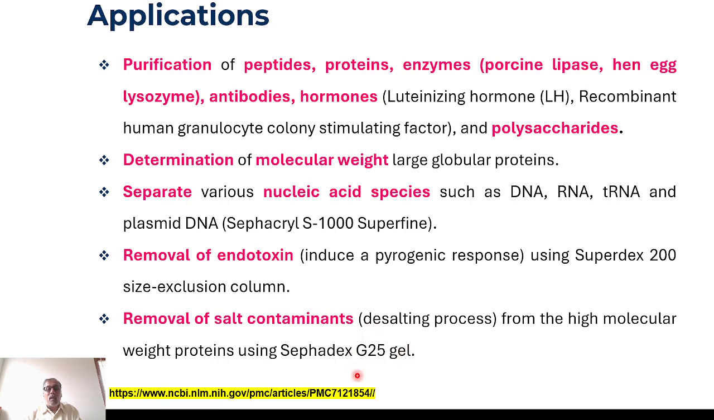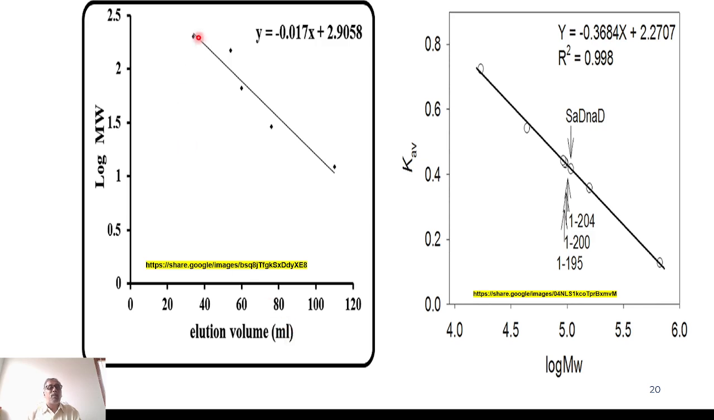You can use low pore size Sephadex gels like G25 to separate salt contaminants. So, as I said, one important application is determination of molecular weight. When the elution volume is very less, that means you are not struggling a lot. The volume is very less. That means the molecule is already present outside the gel. It has not entered inside. It is not included inside the gel. It is excluded by the gel. So only a small amount of mobile phase is required to elute that particular molecule.